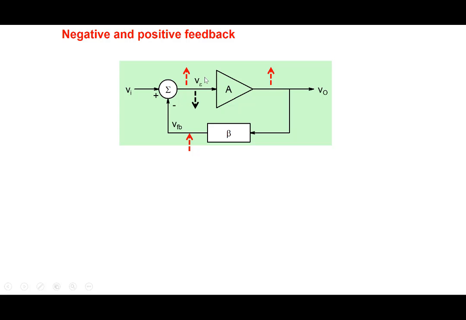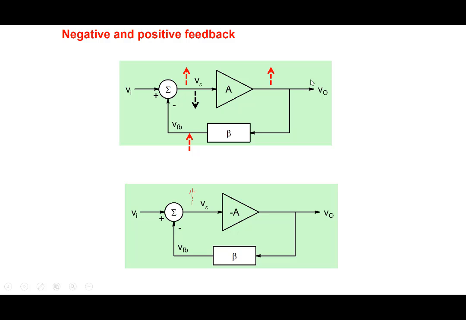And same thing will happen if, let's say, due to some reason the output voltage decreases. If for some reason the output voltage decreases, then this voltage will decrease. But then what is fed back will increase here, and therefore it will counteract that. So that's why we call it a negative feedback.